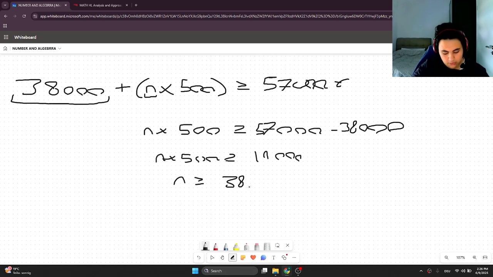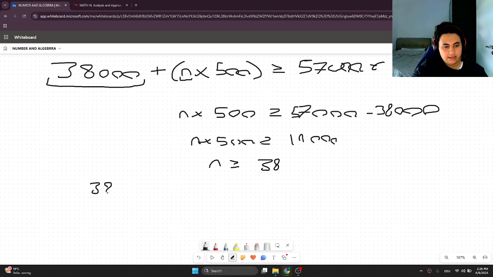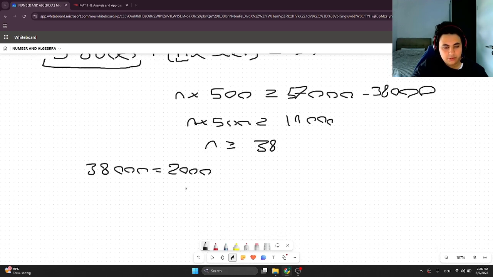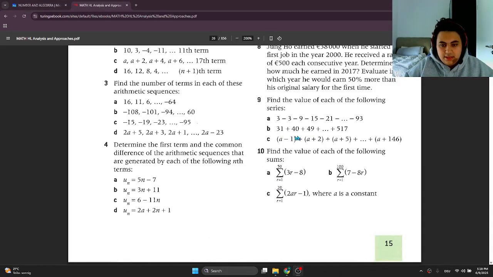So what is the amount of years it took him? He had 38,000 in the year 2000. So you add 38 to the year 2000, which means he has 57,000 euros in the year 2038, which is correct. Okay, let's move on. Now let's do the second one.